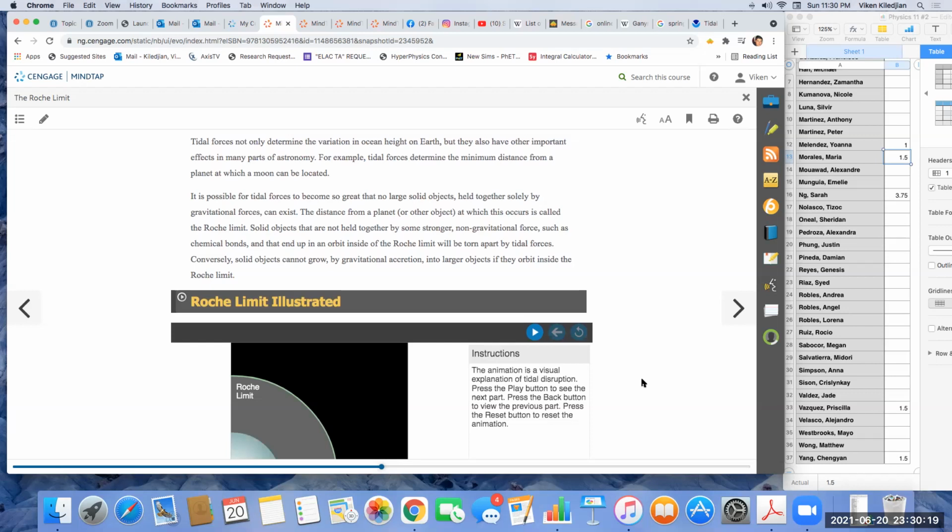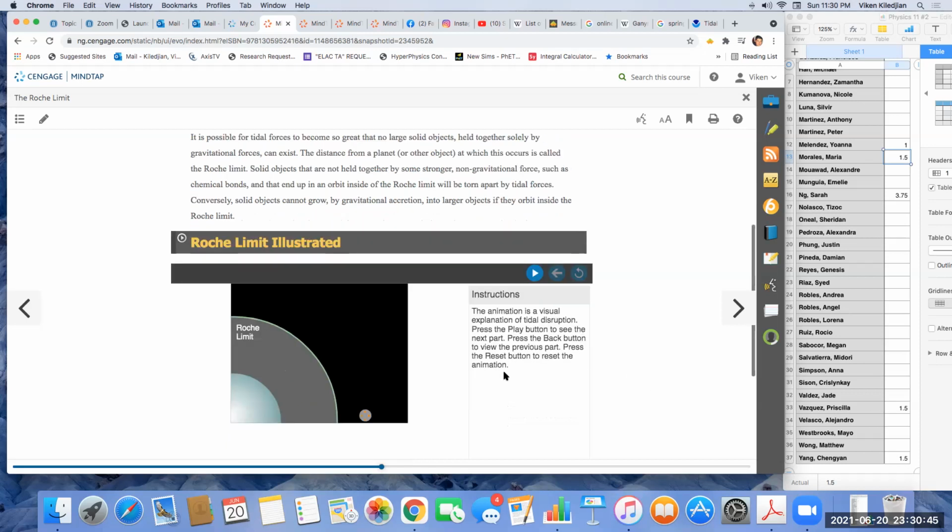In other words, if a moon started its life inside of the Roche limit, then it's never going to grow into a moon. It's just always going to be a ring. You know, the gravity will not be able to coalesce that object, and it won't form into a moon. You see. So the animation is a visual explanation of the tidal disruption. Press the play. So let's see what happens.